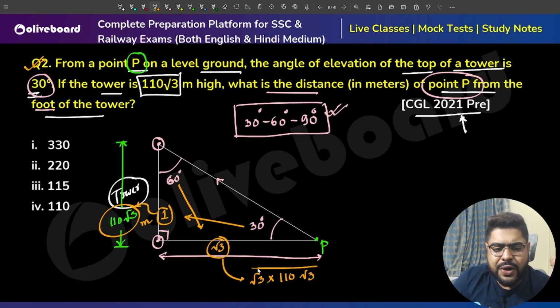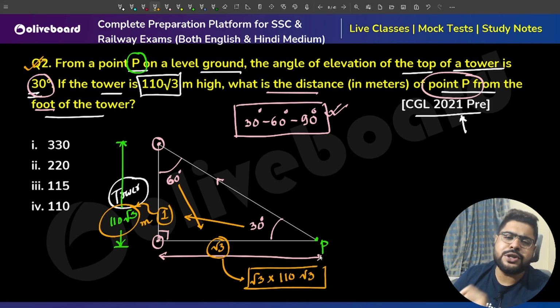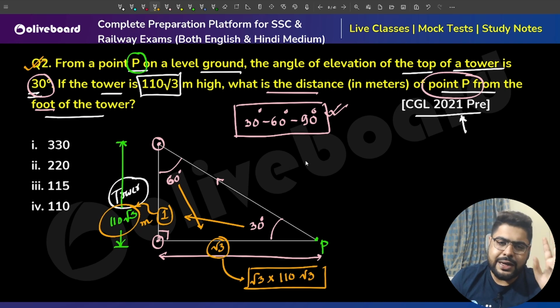110 root 3. That's your answer. You do not need any trigonometry whatsoever. Whatever trigonometry we needed, we figured out from this 1 to root 3 ratio. That was all the trigonometry that we needed.